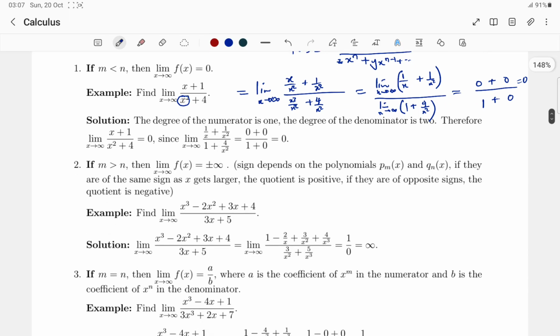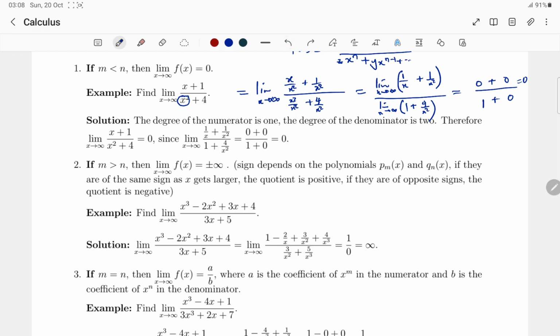Now the second case, where m is greater than n. If m is greater than n, then the limit as x approaches infinity of f of x is plus or minus infinity. The sign depends on the polynomials p_m of x and q_n of x, and on the sign as x gets larger. So here we're going to have the power of the numerator being greater than the power of the denominator.